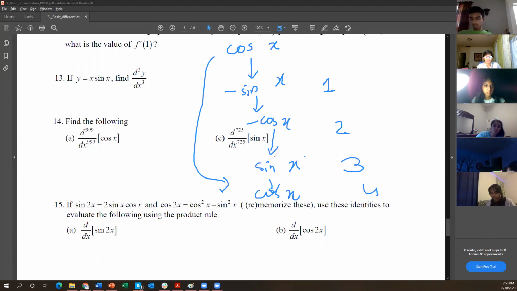And same thing with sine of x. So that's how you do these problems. And then these ones, you just have to use these rules and work them out. Okay.